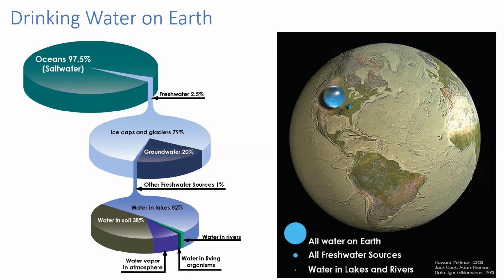To start with, about 75% of the surface is covered with water. Out of that water, 97.5% is sea water, that is salt water, or brackish water, and only 2.5% is fresh water. And of that 2.5%, only 1% is fresh water available on the surface, and 20% is groundwater.